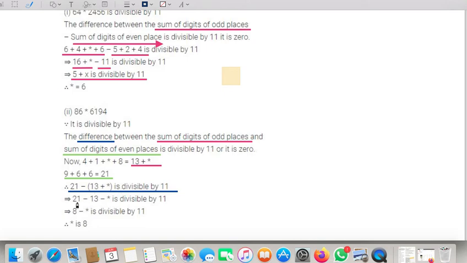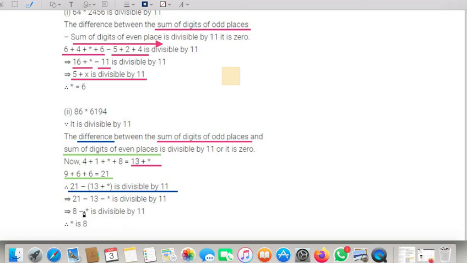So 21 minus 13 is 8. 8 minus star, that is divisible by 11. So what all can be the possible values? Yes, students, check it. We know if a number is divisible by 11, it should come in the table of 11, 11 ones are 11, 11 twos are 22 like that, or it should be 0. Now if it is 0, what is the possible value? Please check it, and that is the correct answer.